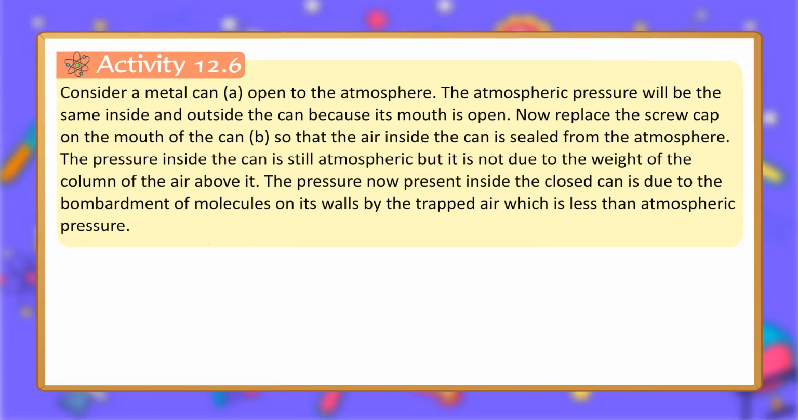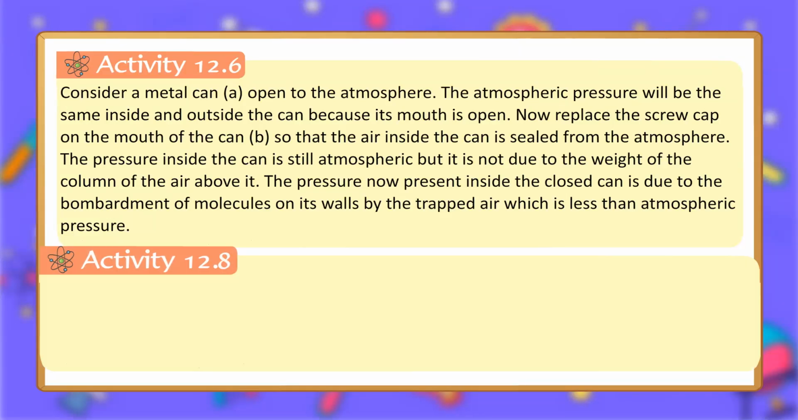Activity 12.6. Consider a metal can, A, open to the atmosphere. The atmospheric pressure will be the same inside and outside the can because its mouth is open. Now replace the screw cap on the mouth of the can, B, so that the air inside the can is sealed from the atmosphere. The pressure inside the can is still atmospheric, but it is not due to the weight of the column of air above it. The pressure now present inside the closed can is due to the bombardment of molecules on its walls by the trapped air, which is less than atmospheric pressure.